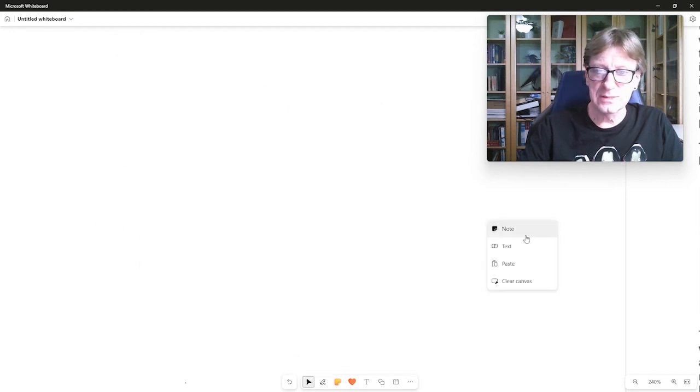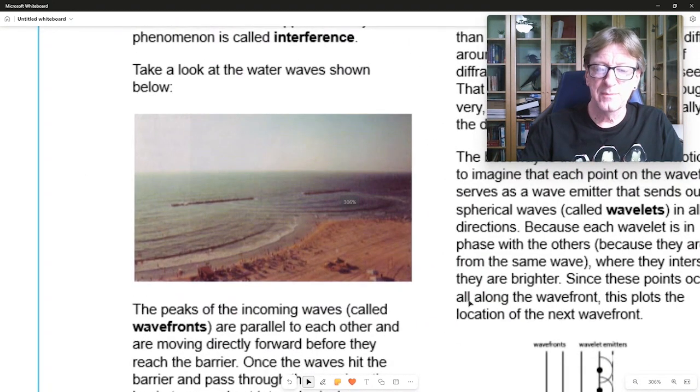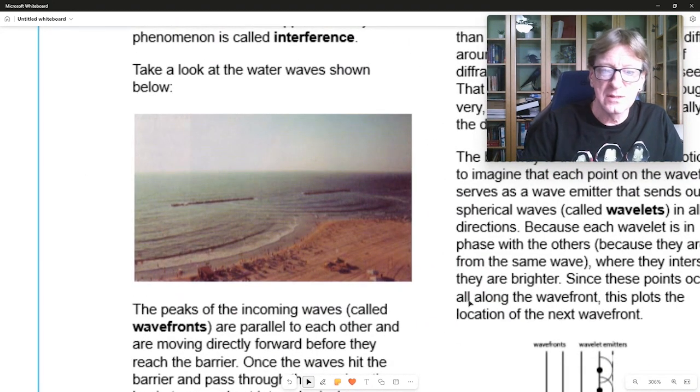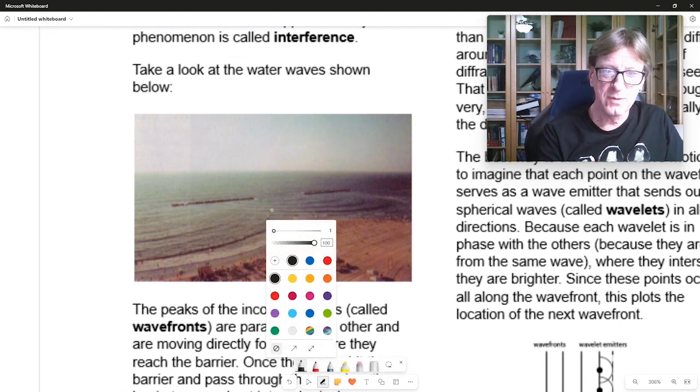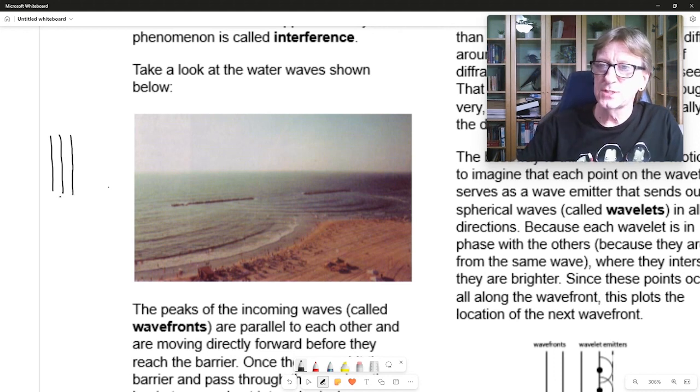All right, so let's slide my picture over, and this is in your book. And so it's a little hard to see in the picture, but out here, before the surf breaks, the wave fronts are completely parallel to each other. So if I were going to draw them as they come in, if I'm just going to draw the tops of the peaks, then it would look like this.